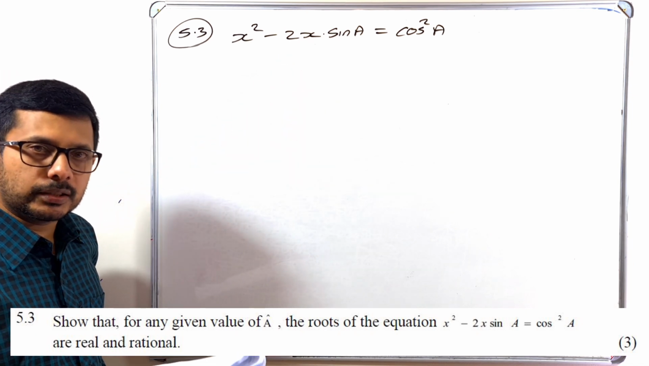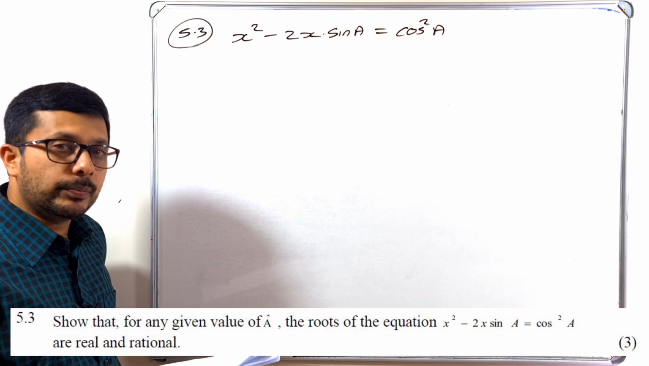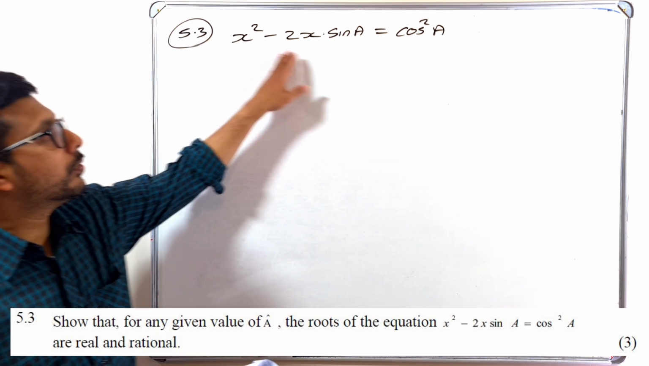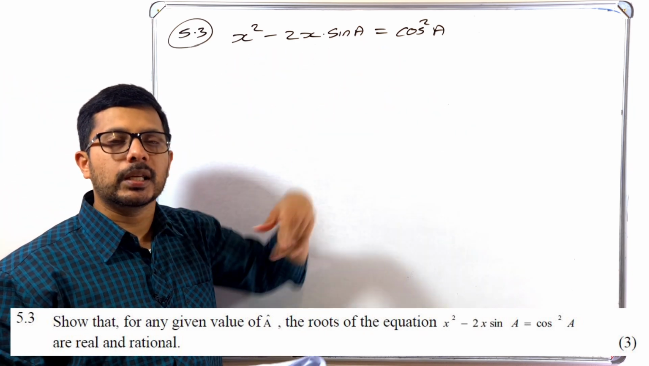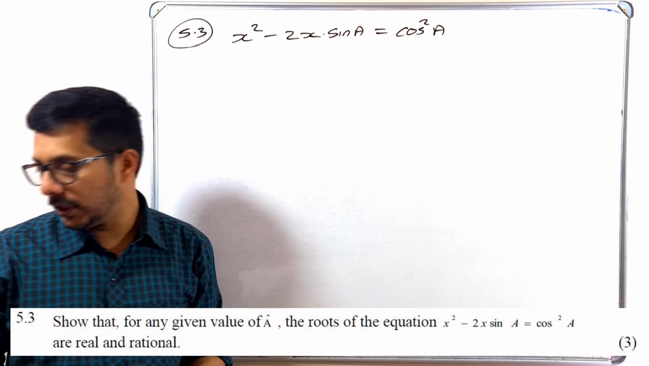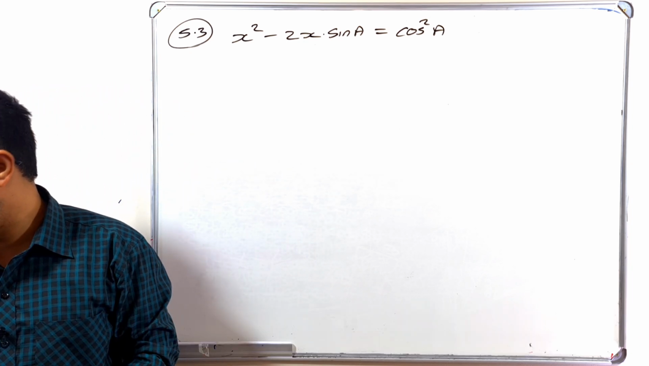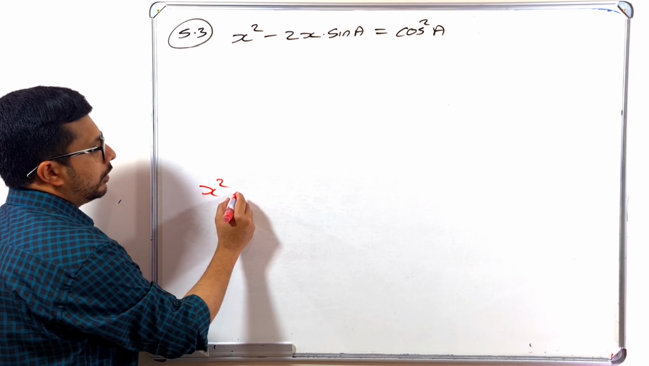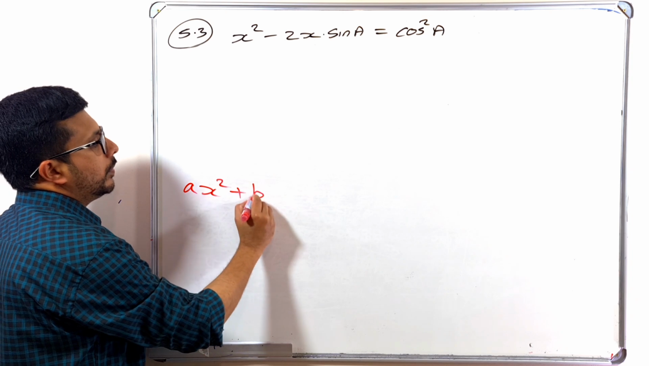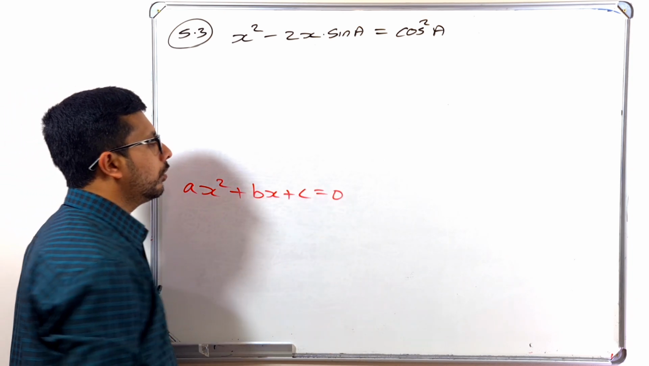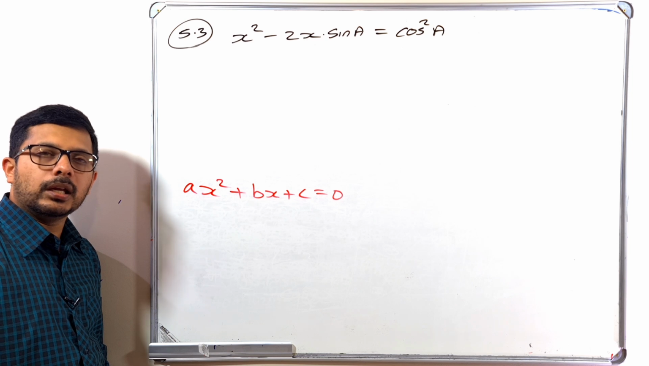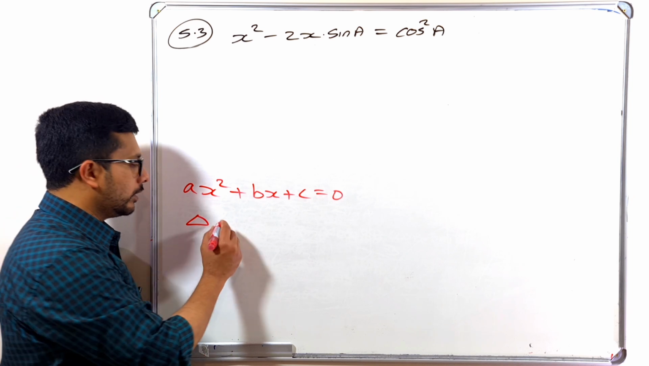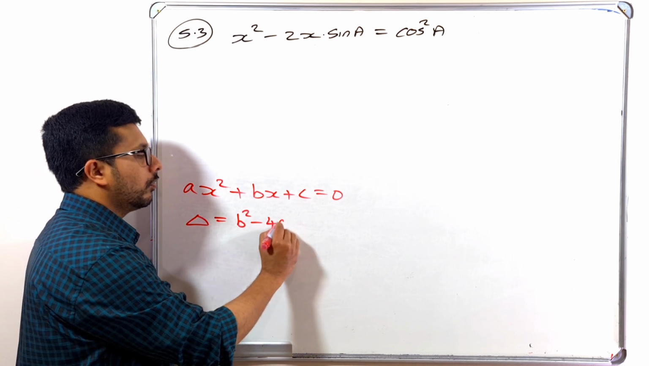So you have to show that the roots of this equation are real and rational. You have to know a little bit of algebra to answer this question. What you studied in algebra, for example, a quadratic equation like this, ax square plus bx plus c is equal to 0. When can you say that the roots are real and rational? When the discriminant, do you remember discriminant? What is discriminant? B squared minus 4ac.